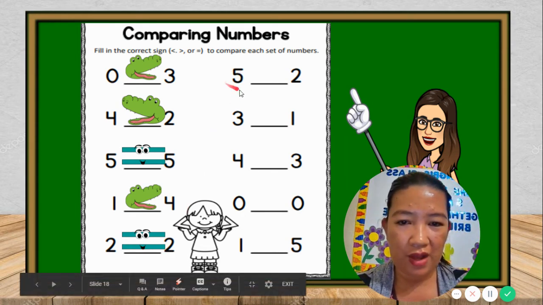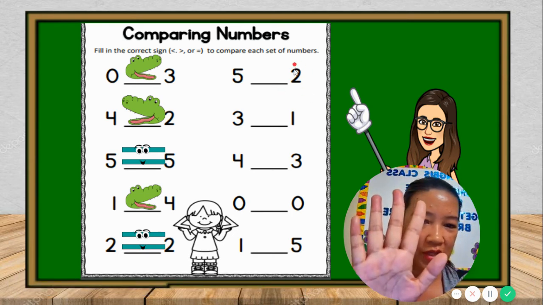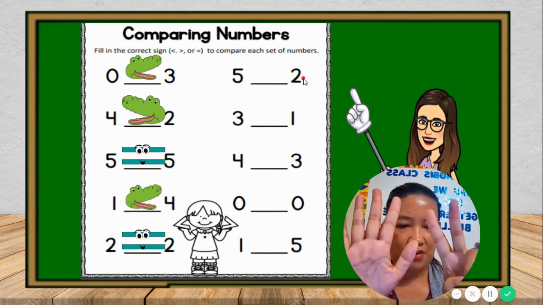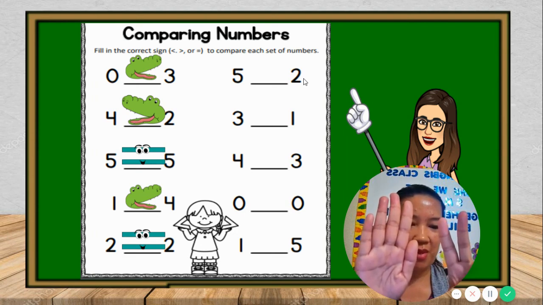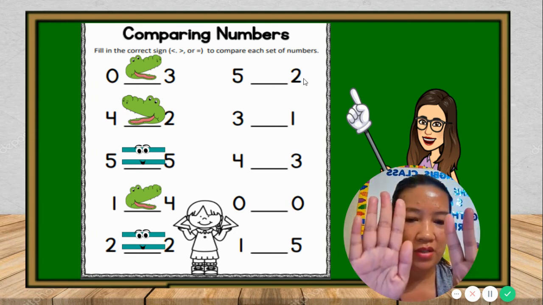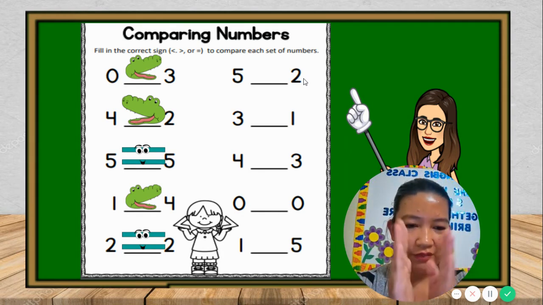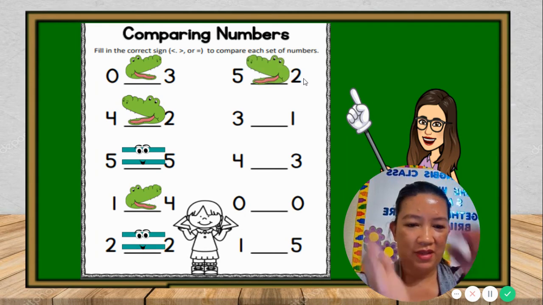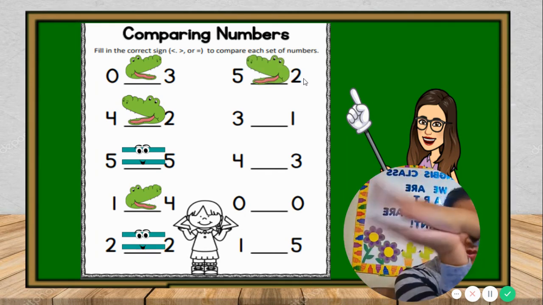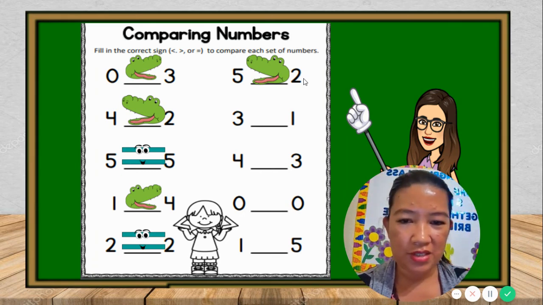Now let's do 5. Show me 5 fingers. That's right, it is 5. And then 2 fingers on the other side. Okay, 5 and 2. Which do you think the alligator will eat? Remember, he is always hungry and he wants to eat a lot. Which one has more? Is it 5 or 2? Get ready with your hands and we're going to answer. Are you ready? Let's munch the greater number. And the answer is 5. Good job. So we're going to munch 5. Good work, everybody.